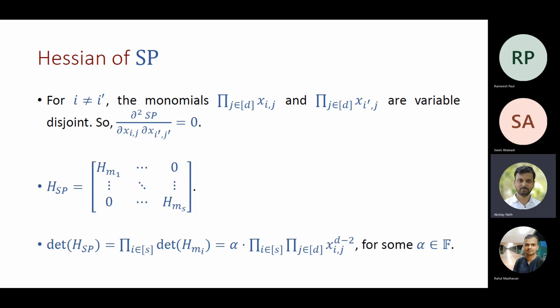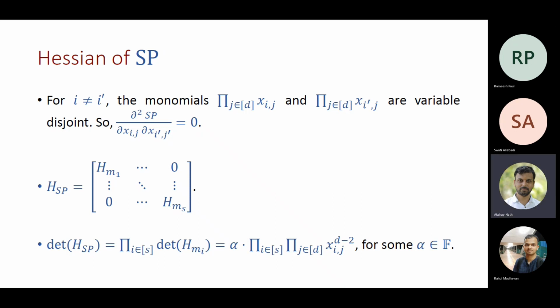Because of this reason, the Hessian of the sum product polynomial is a block diagonal matrix whose diagonal blocks are the Hessians of the monomials m1 to ms. And therefore, the determinant of the Hessian of the sum product polynomial is just the product of the Hessian determinants of these monomials, and that is just alpha, for some constant alpha, times product over i in S, product over j in d of xij to the d-2. In particular, note over here that every variable in the sum product polynomial appears in this Hessian determinant.